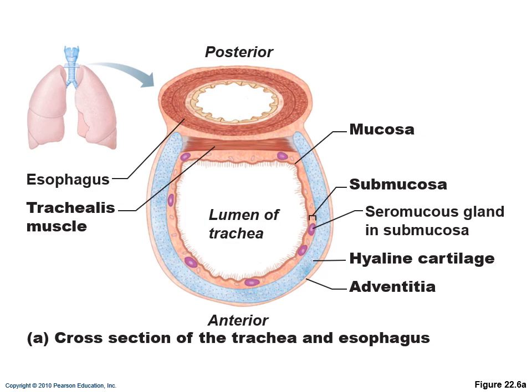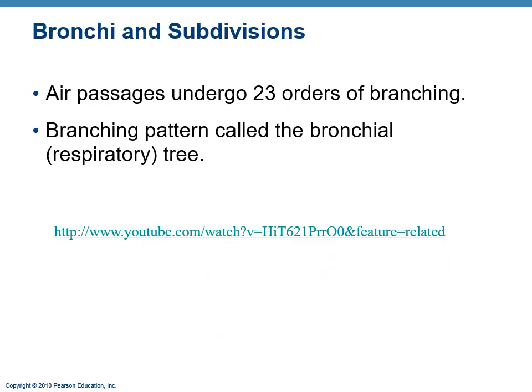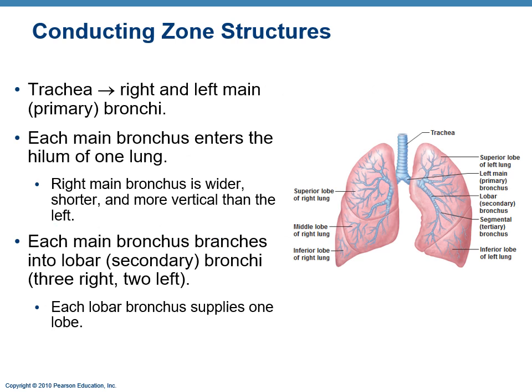Okay, so this is just a bigger view. Air passages undergo 23 orders of branching at this level. This branching pattern is called the bronchial or respiratory tree. The trachea divides into the right and left main or primary bronchi. Each main or primary bronchus enters the hilum of one lung. The right main bronchus is wider, shorter, and more vertical than the left. And this actually contributes sometimes to things getting lodged more preferentially in the left because it's not as vertical and things can get clogged in there.